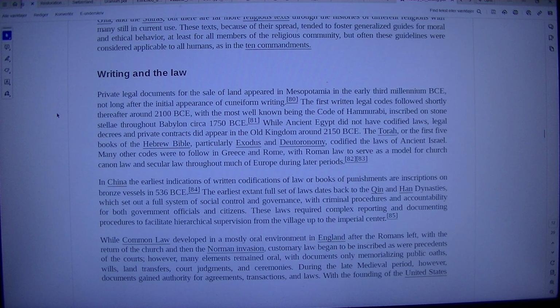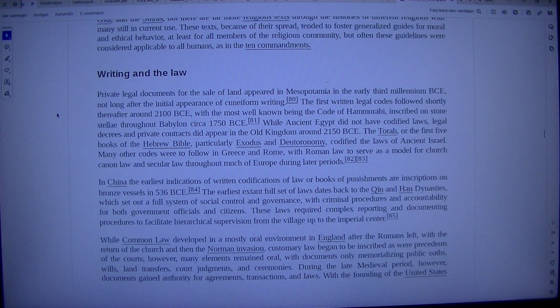The Torah, or the first 5 books of the Hebrew Bible, particularly Exodus and Deuteronomy, codified the laws of ancient Israel. Many other codes were to follow in Greece and Rome, with Roman law to serve as a model for church canon law and secular law throughout much of Europe during later periods. In China, the earliest indications of written codifications of law or books of punishments are inscriptions on bronze vessels in 536 BCE.